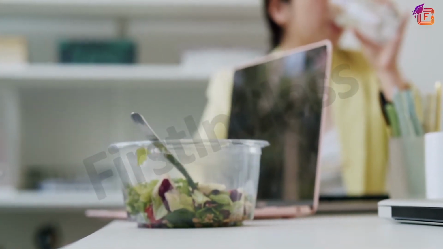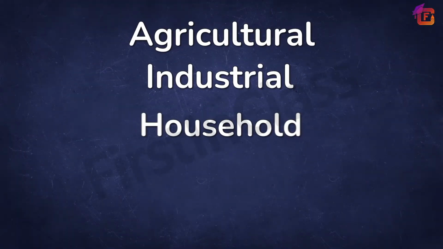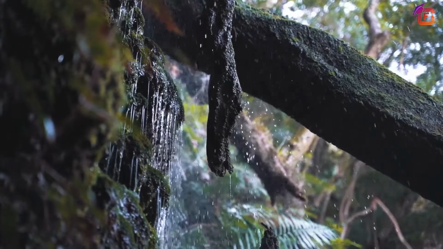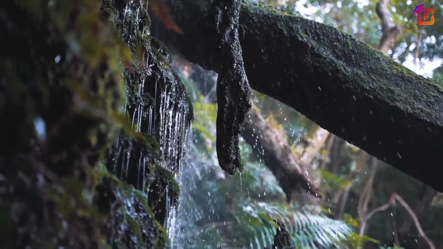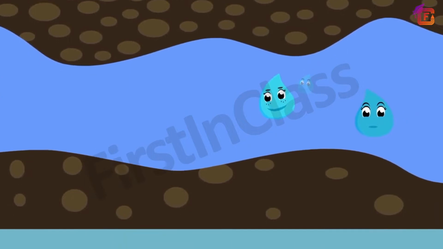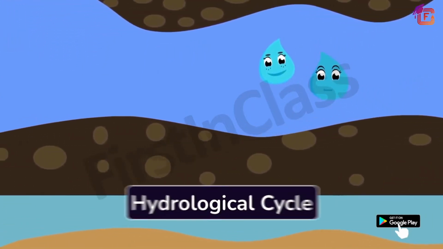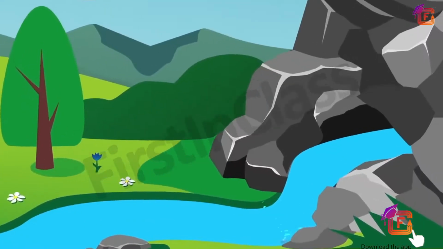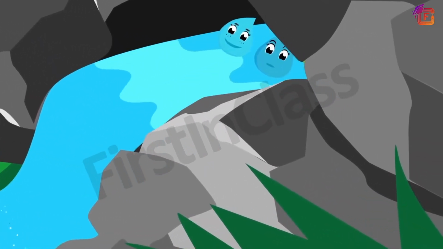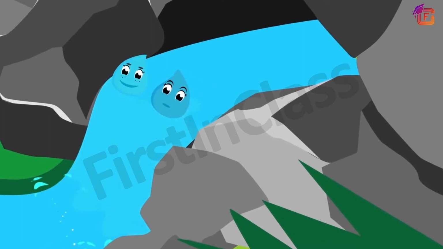Many uses of water include agricultural, industrial, household, recreational, and environmental activities. Fresh water is mainly obtained from surface runoff, and groundwater is continually being renewed and recharged through the hydrological cycle. All water moves within the hydrological cycle, ensuring that water is a renewable resource.